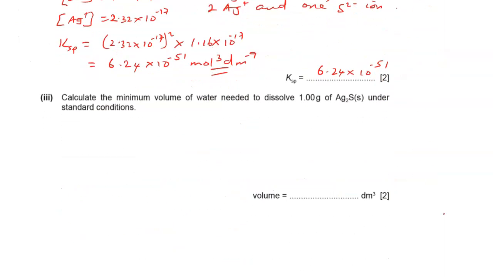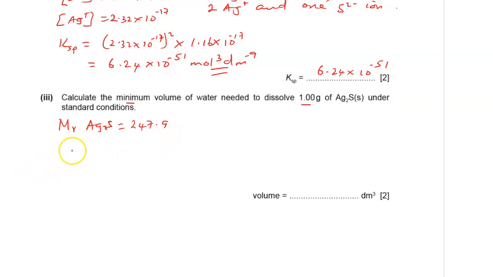Part 3, calculate the minimum volume of water. Calculate the minimum volume of water needed to dissolve 1 gram of silver sulfide under the standard condition. Of course, first thing you need to get the relative molecular mass of silver sulfide, which you get as 247.9 when you do correct calculation.